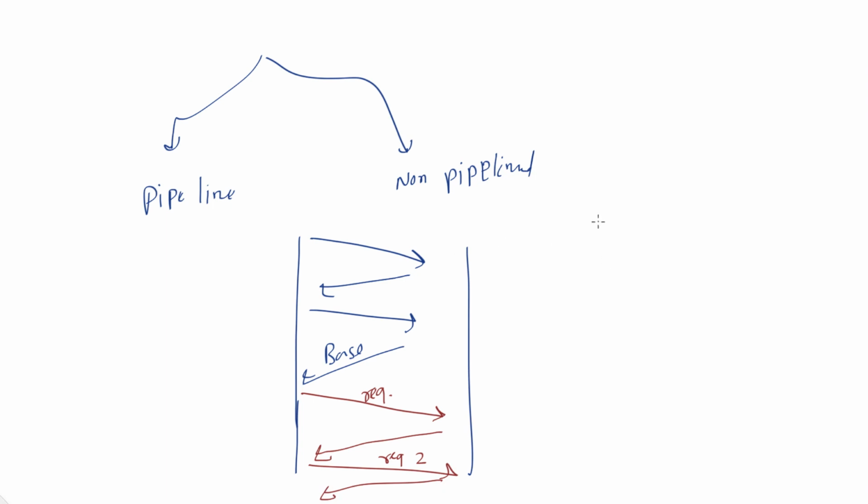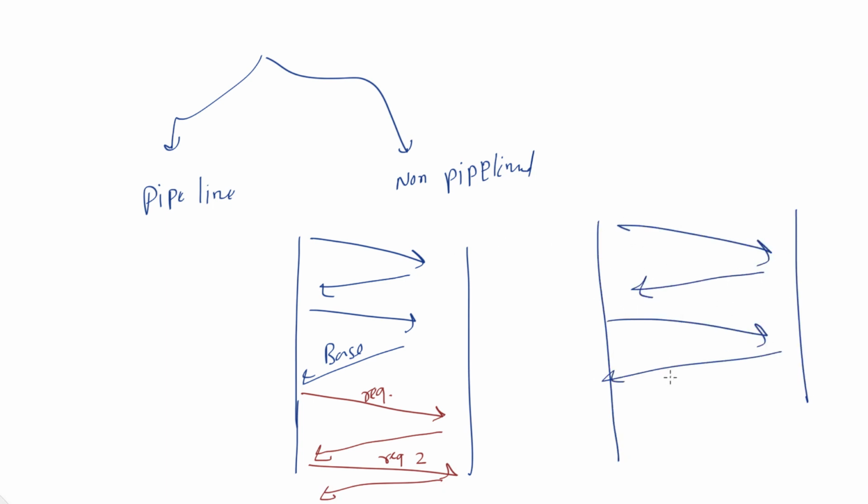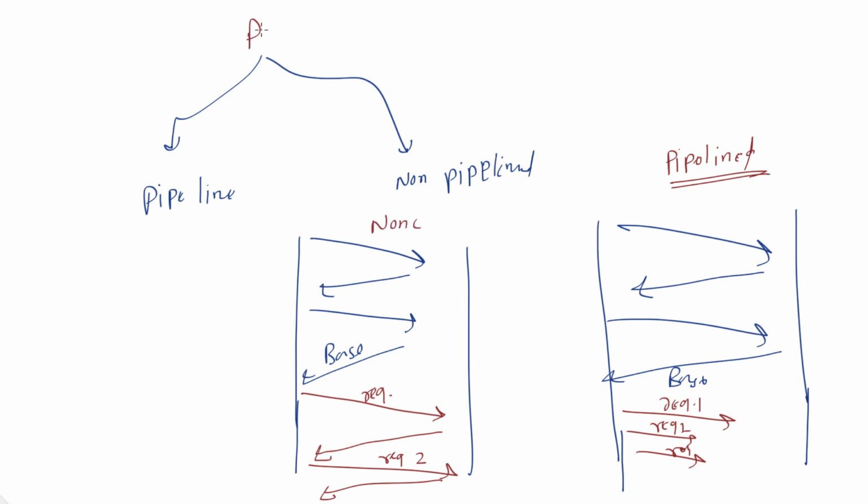Pipeline says that once you establish the connection and get the base web page, you can request all the images simultaneously. This is request 1, this is request 2, this is request 3, like that, right? This is the pipeline flavor of persistent connection. Persistent connection means you are not closing the connection after getting the base web page or any object. This is the non-pipeline of the persistent. So this is persistent.